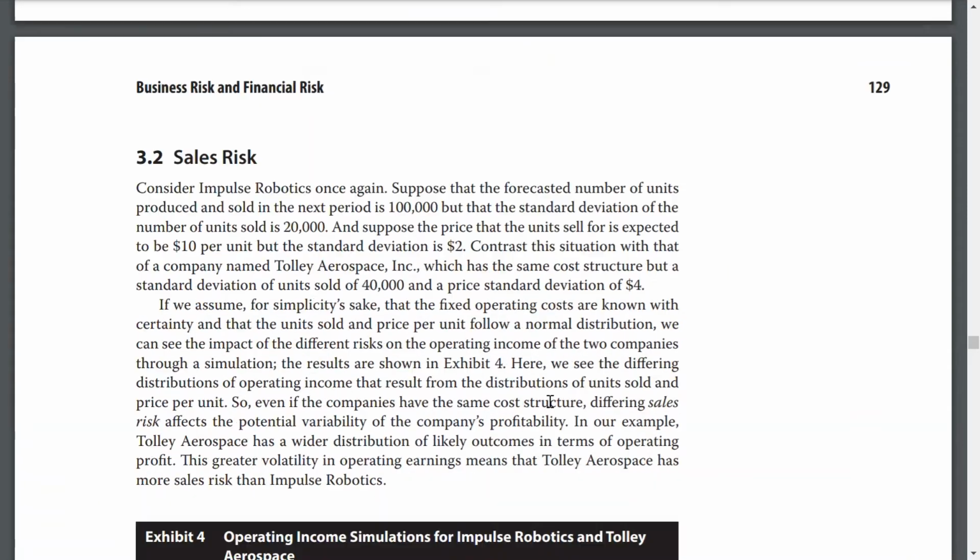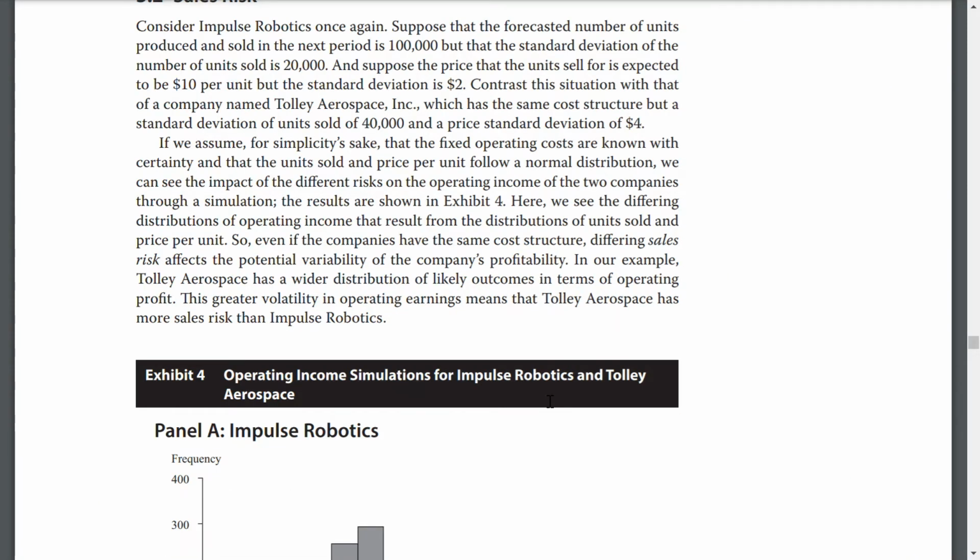Sales risk: consider Impulse Robotics once again. Suppose the forecasted number of units produced and sold in the next period is 100,000, but that the standard deviation of the number of units sold is 20,000, and suppose the price that the units sell for is expected to be $10 per unit, but the standard deviation is $2. Contrast this situation with that of a company named Tolly Aerospace Incorporated, which has the same cost structure but a standard deviation of units sold of 40,000 and a price standard deviation of $4.